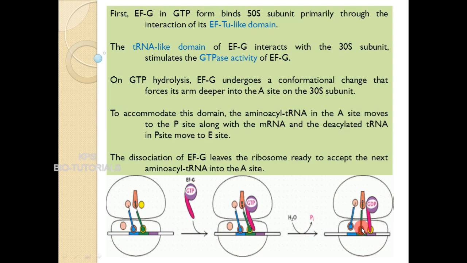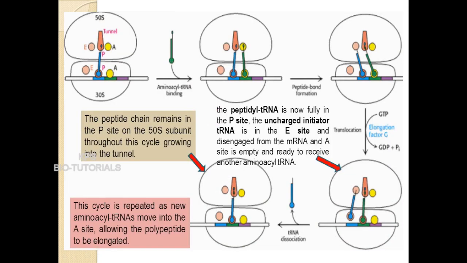Now the tRNA with the peptide chain is located in the P site, and the A site becomes empty by the release of EFG. After the release of EFG, the A site is now empty, the P site is occupied by the peptidyl tRNA, and the E site is occupied by the empty tRNA. That means tRNA with no amino acid.